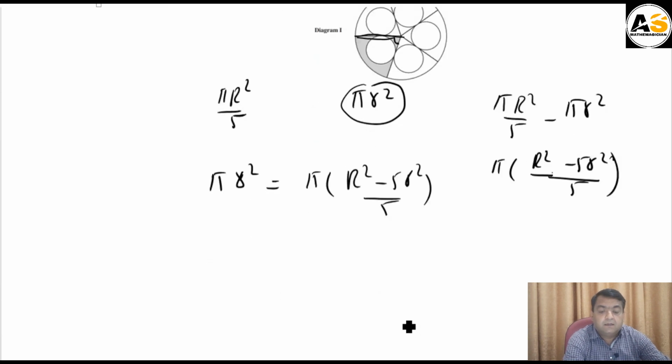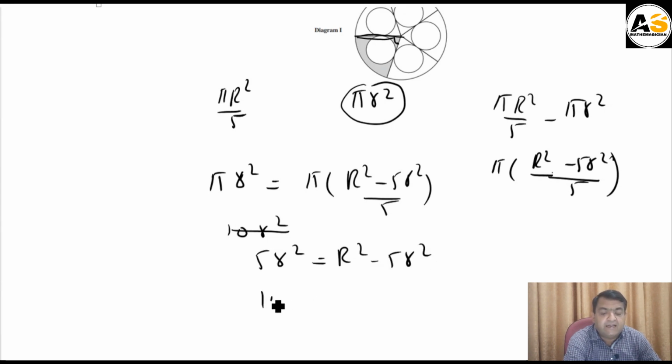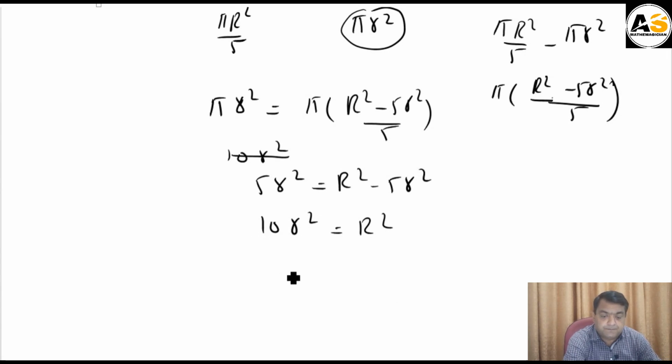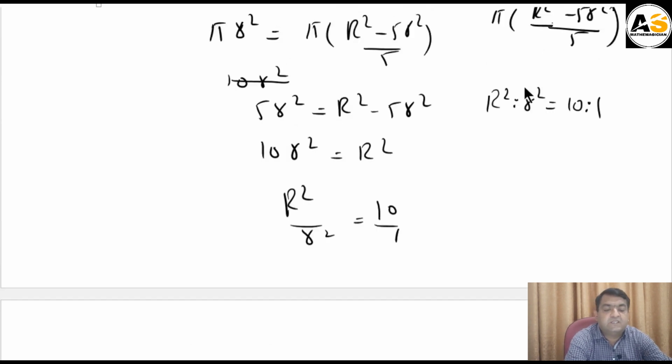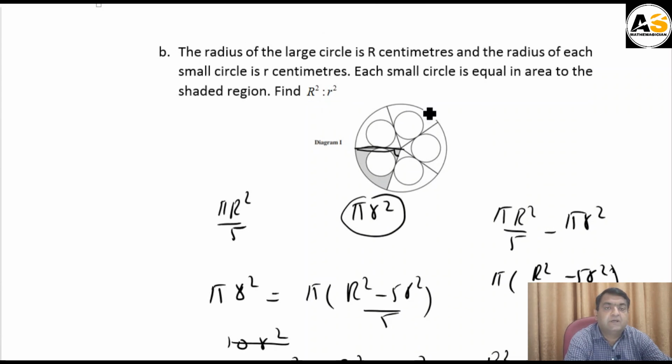Or I can write 5r square is equal to R square minus 5r square. I can write 10r square is equal to capital R square. Or similarly, I can write R square over small r square is equal to 10 over 1. Or I can simply write R square ratio r square is 10 ratio 1. This was the ratio we were asked, R square ratio r square.